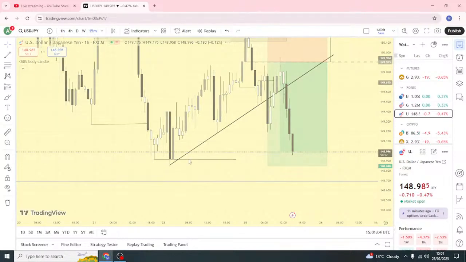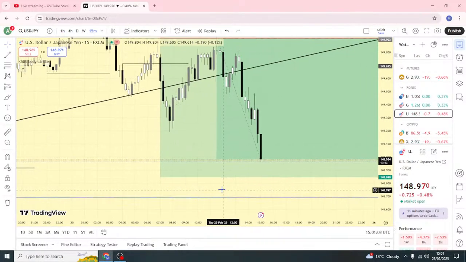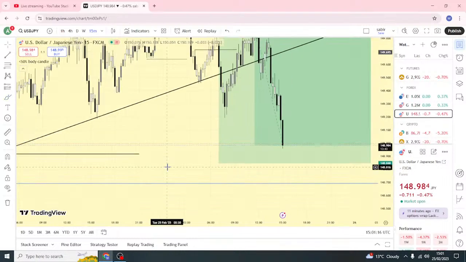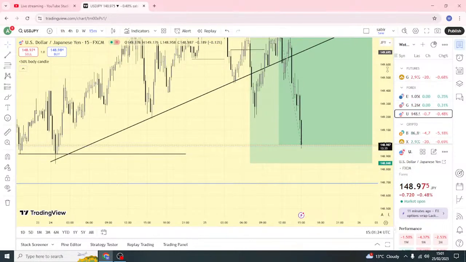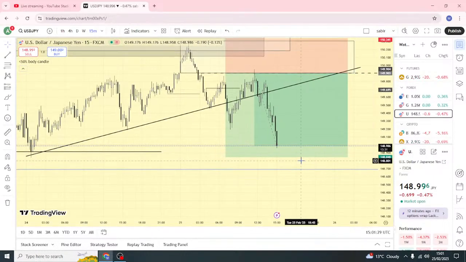Let's get into the 15-minute time frame and we'll see what's going on. Okay guys, one more push towards the downside and then we hit our TP. This is a live stream and a trade over a live stream. I think it may take time.